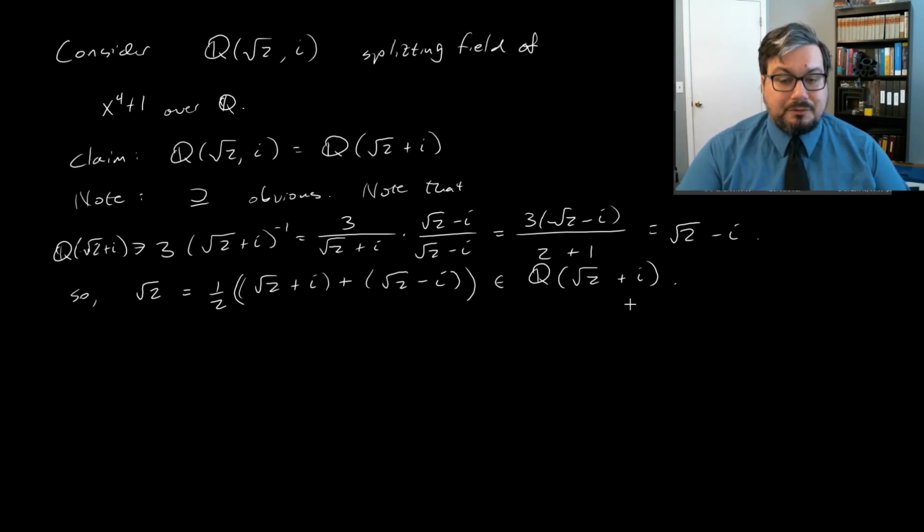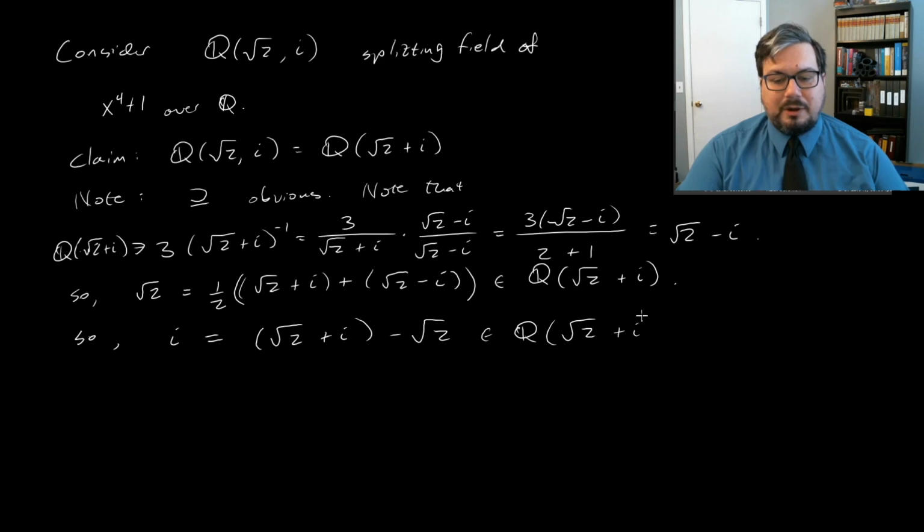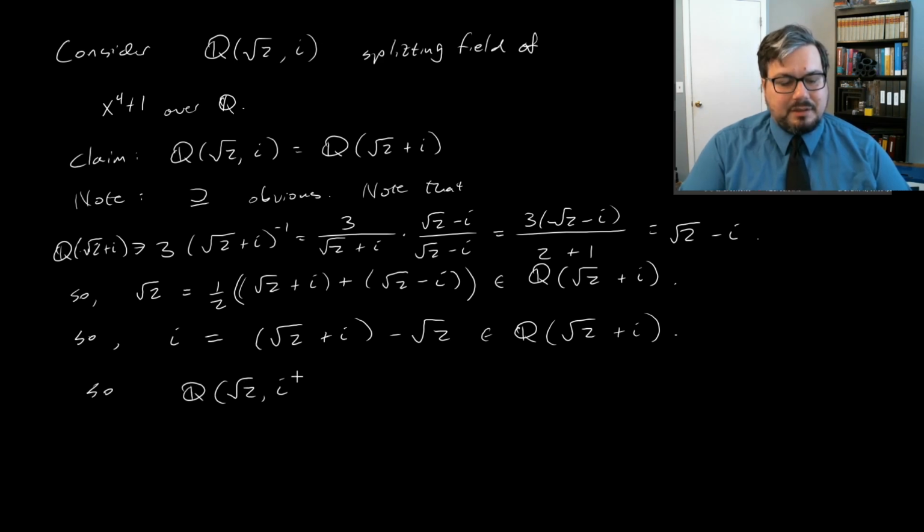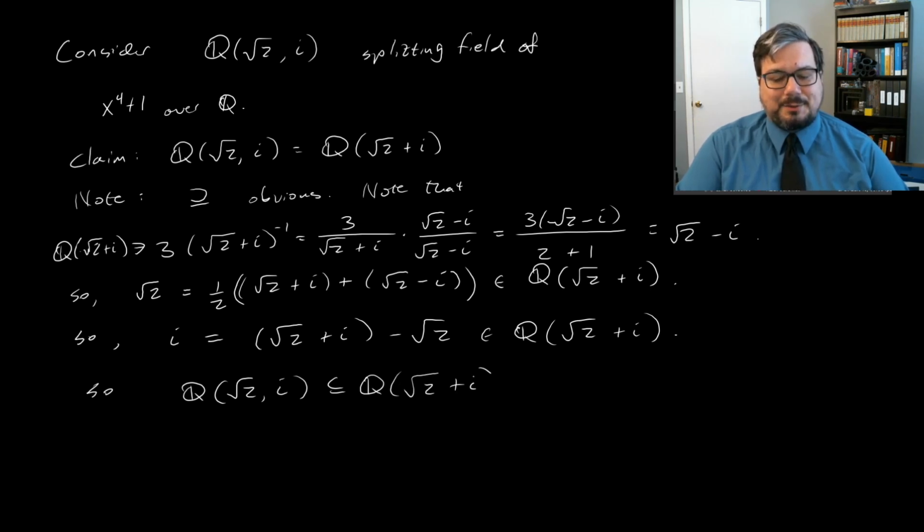So we have that the square root of 2 belongs to this field, and so that means that in particular i, which is equal to the square root of 2 plus i minus the square root of 2, also belongs to our field Q of the square root of 2 plus i. So the square root of 2 and i both belong to this field, and because of that, the smallest field containing Q and the square root of 2 and i must belong to the smallest field containing Q and the square root of 2 plus i, so they are equal.